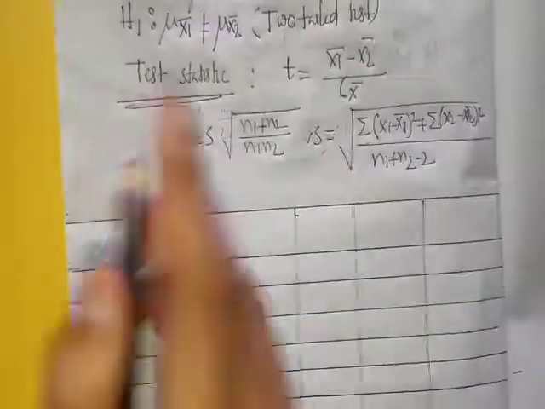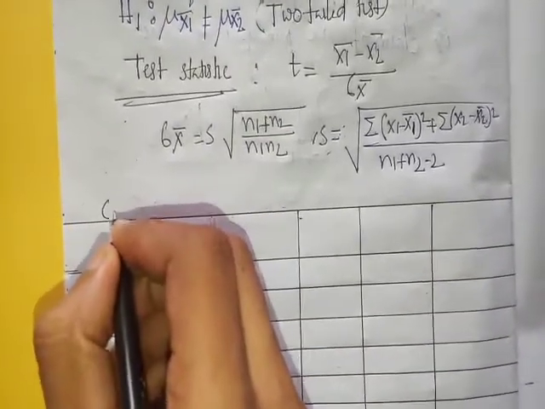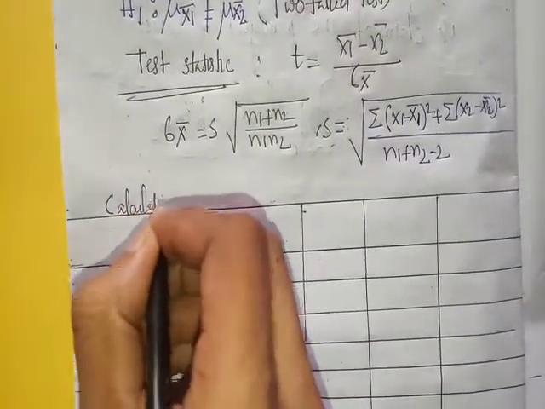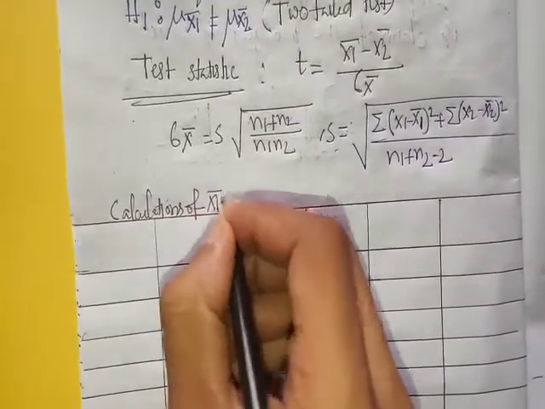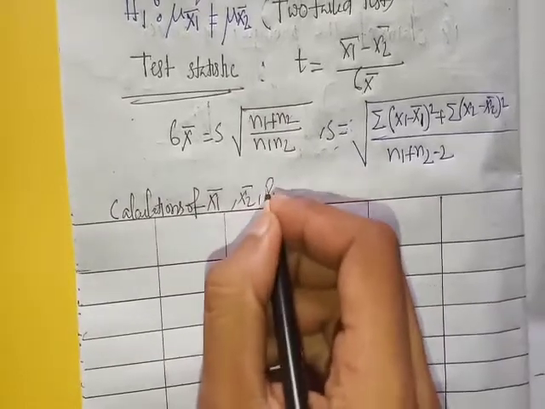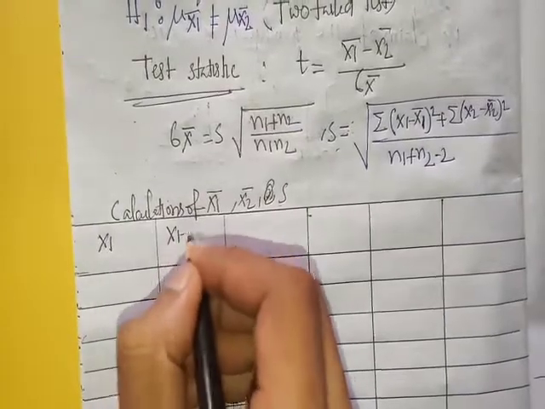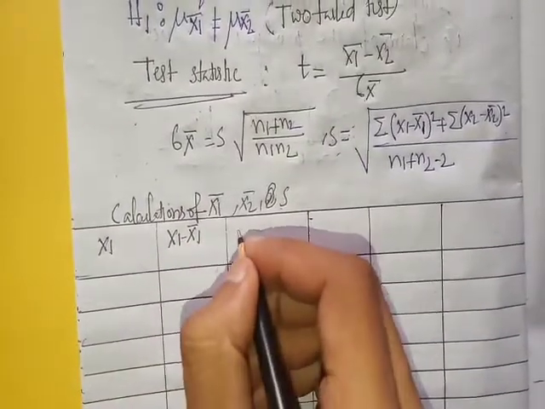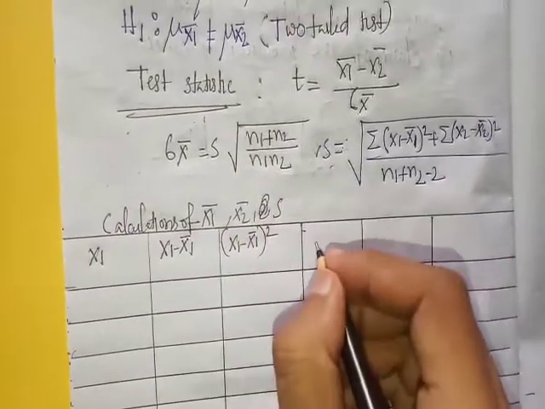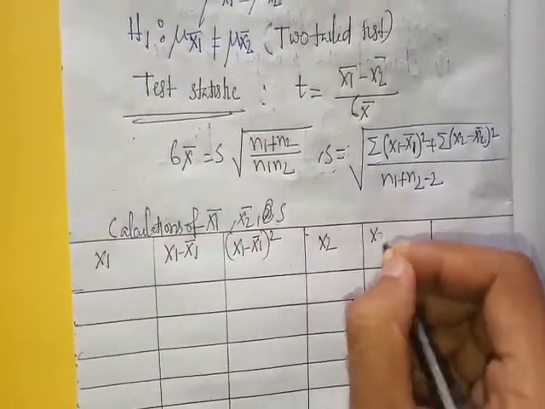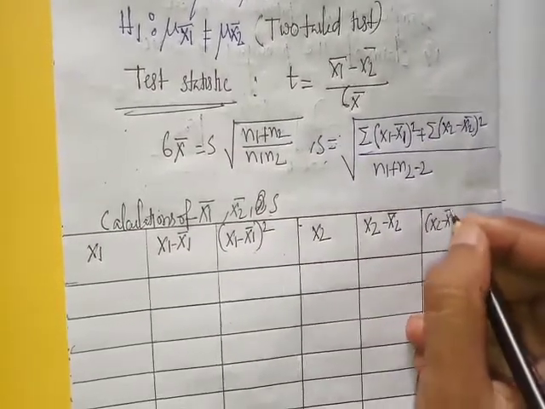So this is a table for calculation of x1 bar, x2 bar and s. This is x1, x1 minus x1 bar, x1 minus x1 bar whole square. This is x2, x2 minus x2 bar and x2 minus x2 bar whole square.